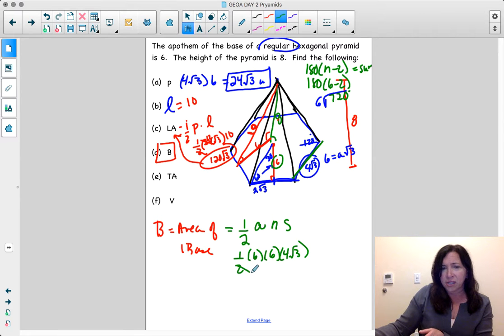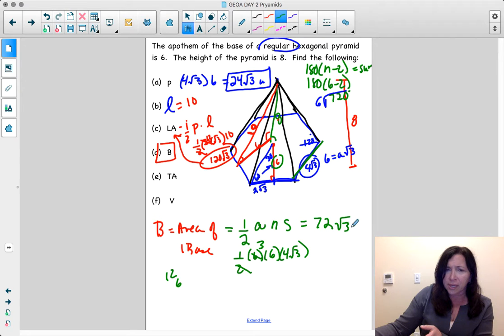So I'm going to divide 2 into one of these numbers, which is 3. What do I have? 3 times 4 is 12. And then I've got 12 times 6, which is 72. So this is going to be 72 root 3. And this is an area, so that's going to be units squared. So the area of one base is 72 root 3 units squared.